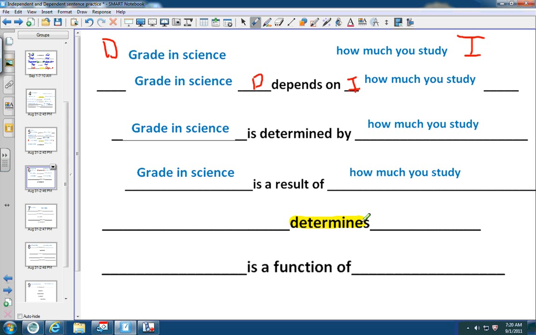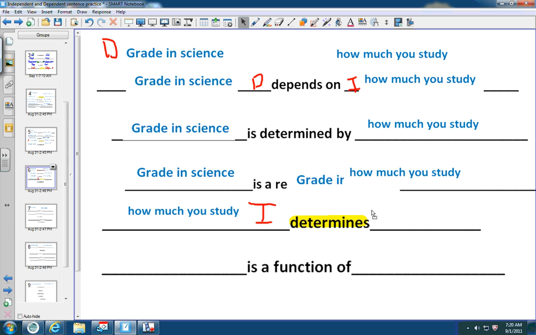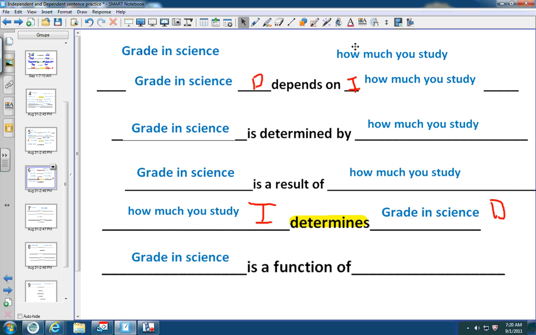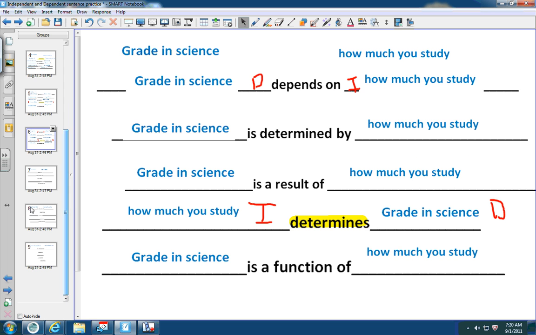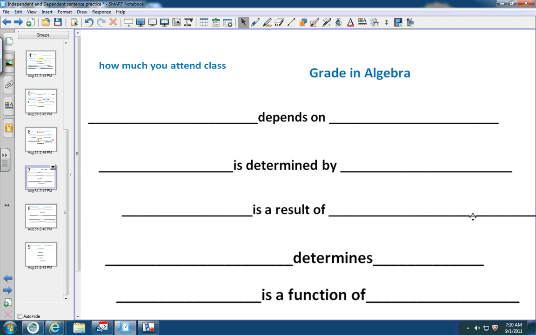This is determines. So I have how much you study. Remember, the independent determines the dependent. Your grade in science is a function of. Your grade in science is a function of how much you study. There's the next one. Pause the video, come back and see how you did.